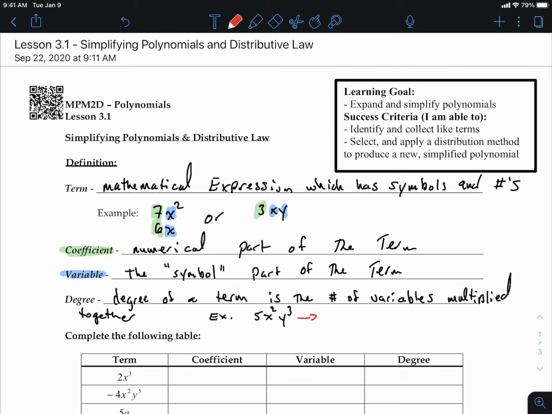Another way to write this is 5 times x times x times y times y times y. Sorry, that's 2 x's and 3 y's, not 2 y's. So I see 5 variables, so the degree is going to be 5. One for each of these.